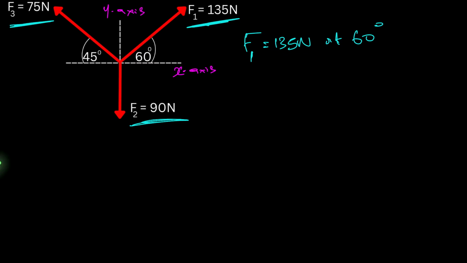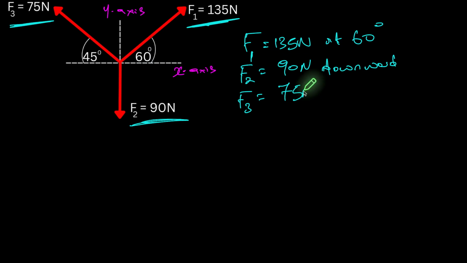Now the other forces. F2 is simply 90 newtons, and it's going downwards. So let me write that properly: 90 newtons, going downwards. So that's F2, and we're going to see how we analyze such a force in a second. And then finally we have F3, which is our 75 newtons.